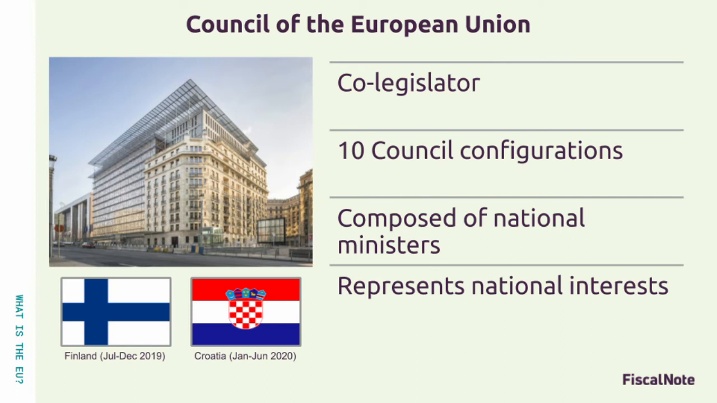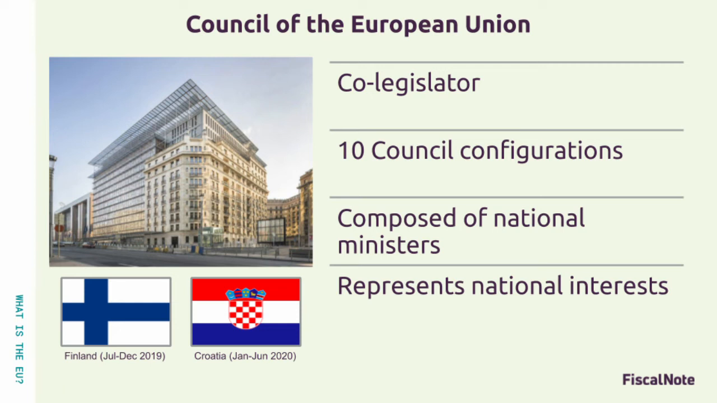And now to the second council. So this is the Council of the European Union, who is the co-legislator together with the European Parliament. Overall, the Council negotiates, adopts EU laws, coordinates member state policies, develops EU common foreign and security policy, and also adopts the EU budget. Currently, there are 10 configurations which meet regularly.